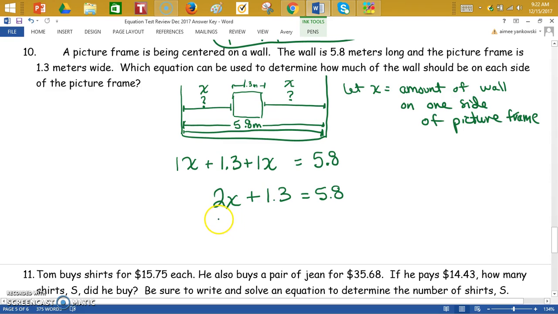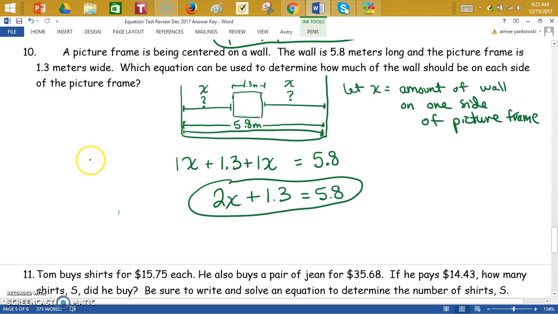There's lots of possible equations that I could come up with to solve this. I could have started with my 5.8. I could have subtracted off the 2x's and gotten down to my 1.3. This is the equation I chose to write. I'm going to suggest on your test, you write an equation you're comfortable with. You solve that equation and see which of the given equations match in terms of once you get to an answer.